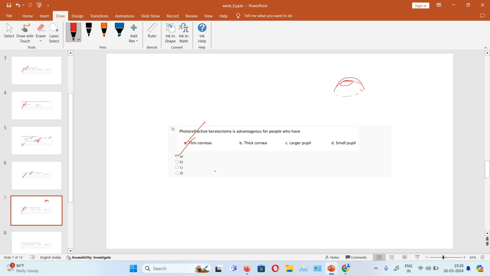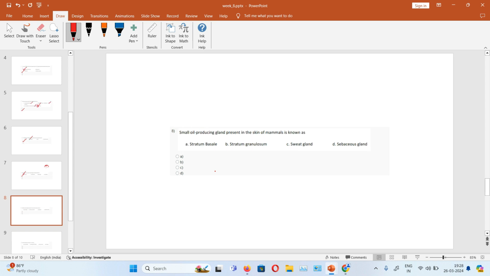Okay. Small oil producing gland present in the skin of mammal is known as, it's a direct question. So the oil glands present in our skin are called the sebaceous gland, and the oil produced by that particular gland is called the sebum.